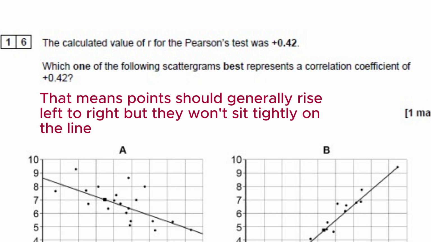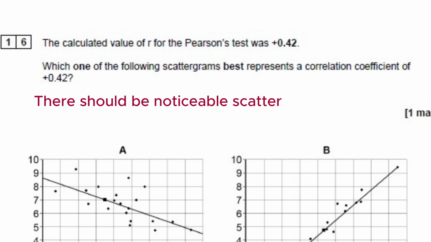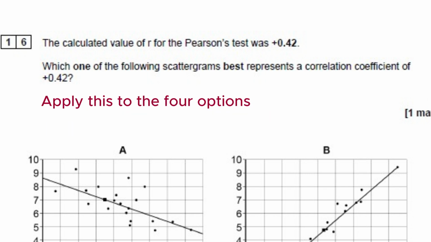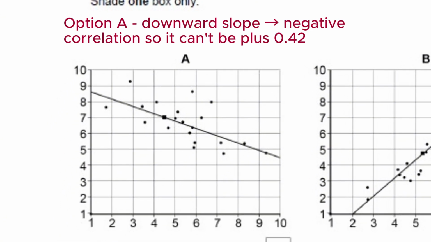That means points should generally rise left to right, but they won't sit tightly on the line. There should be noticeable scatter. Apply this to the four options. Option A, downward slope, negative correlation. So it can't be plus 0.42.